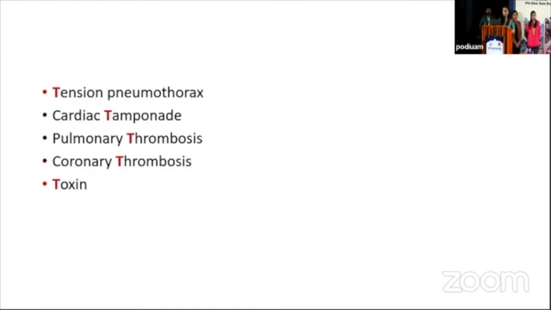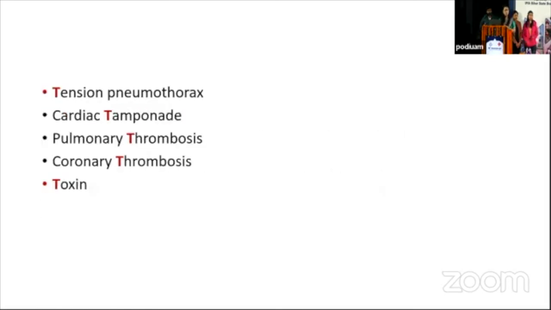Then the 5 Ts would be tension pneumothorax, cardiac tamponade, pulmonary thrombosis, coronary thrombosis, and toxin. So we'll rule out these 5 conditions also. That is, is any of these conditions responsible for the current clinical status of the patient? Because guys, the sooner we find the cause, the faster the chances of restoring the ventilation and circulation of the patient, and there would be a chance to revert the patient.